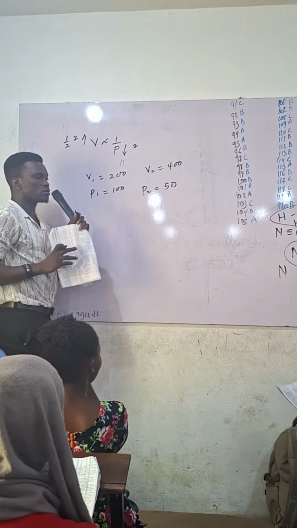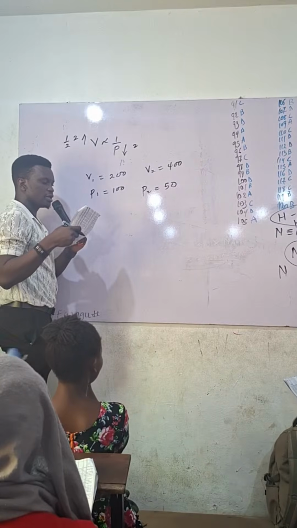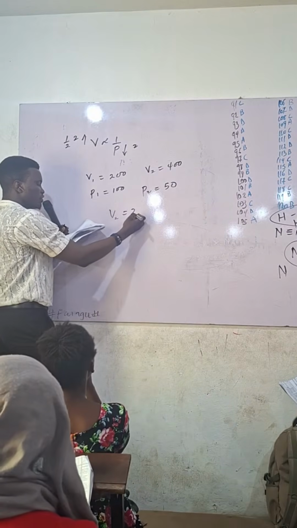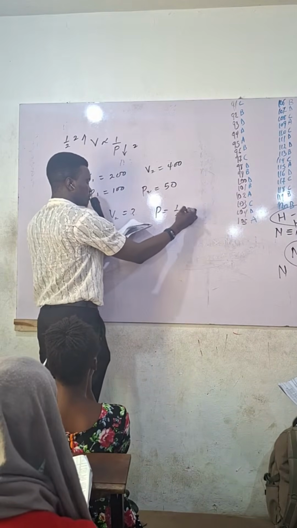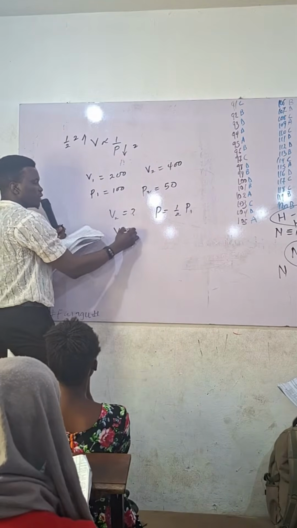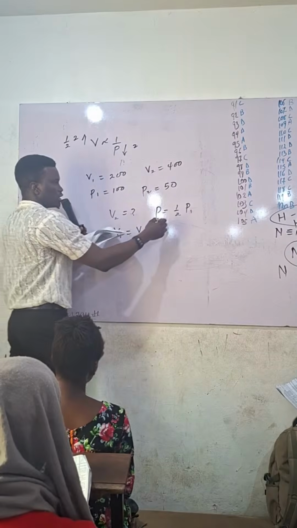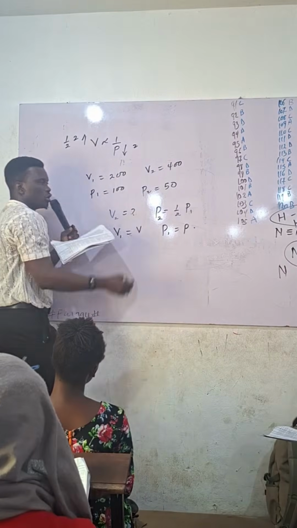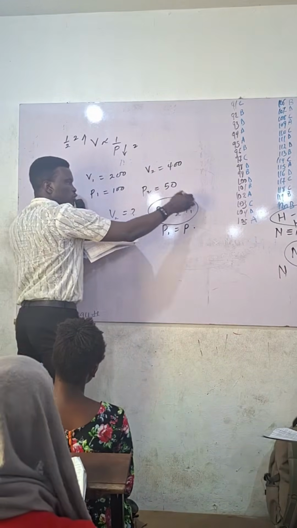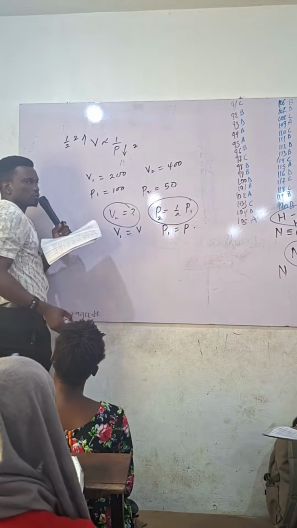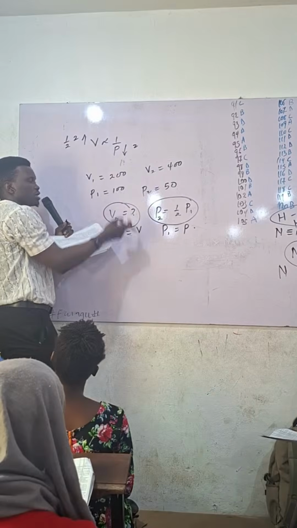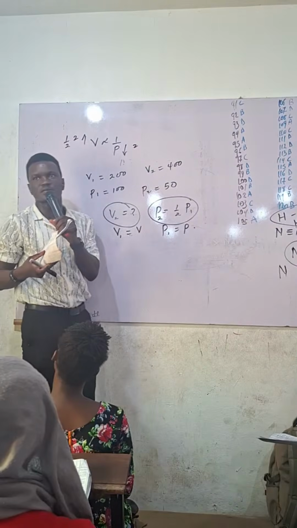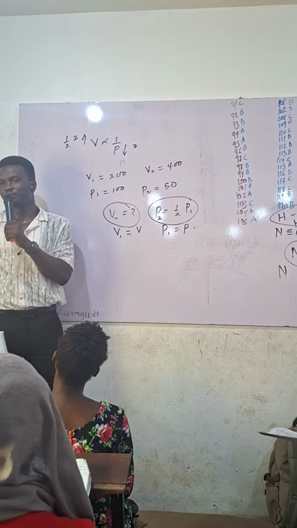But now, let's look at it. They said, what will be the new volume, V2, if the new pressure is half, so half P1? So let's say V1 is V, and P2 is half P1. P1 is P. So if you have the new pressure, what will happen to this? They are inversely related. This will double. Reduce the one, the other doubles. It is smart. I hope you are ready for the exam.